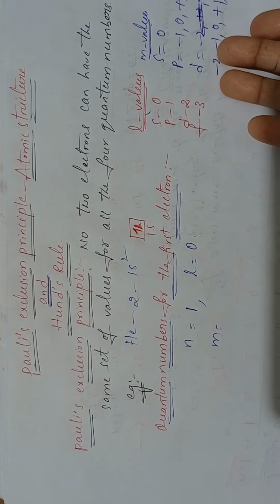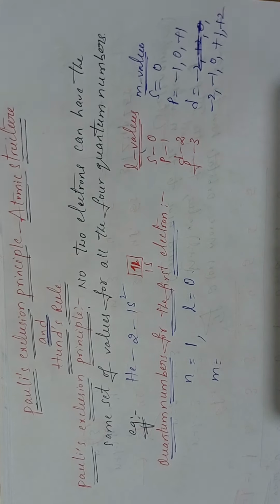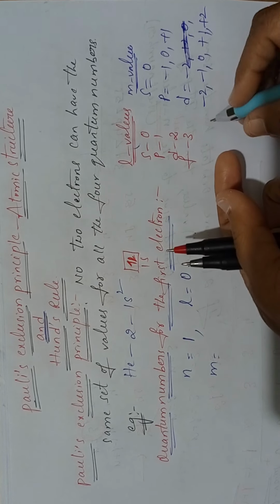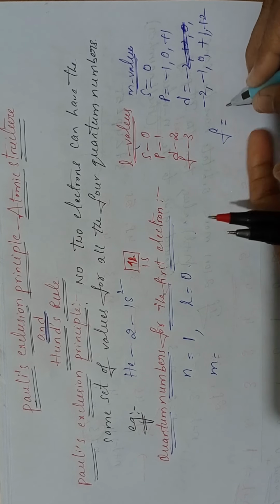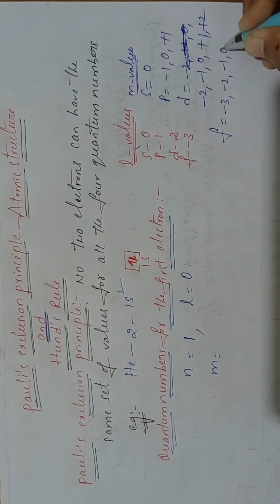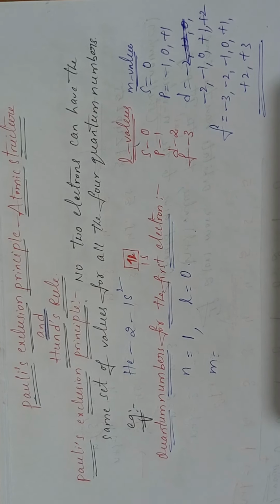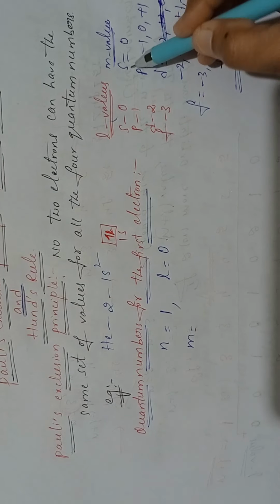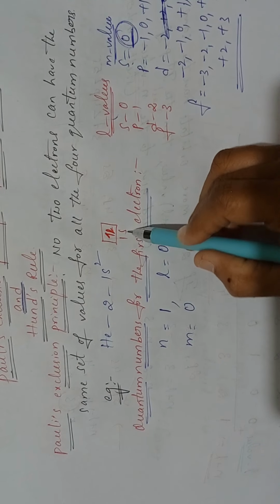In the d subshell, 5 orbitals will be there, so all 5 values are taken. Coming to the f subshell, a total of 7 orbitals will be there, so the m values change from -3, -2, -1, 0, +1, +2, +3. So these are the m values. Here the magnetic quantum number for the s subshell is 0, because it is 1s.